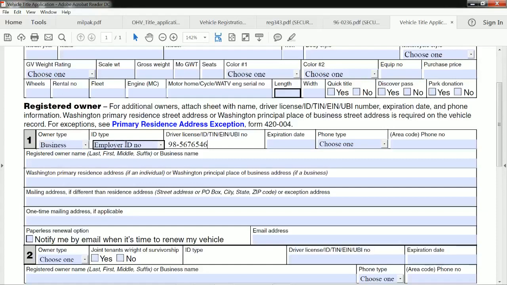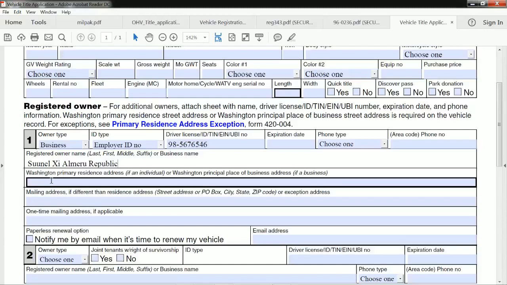See, business, employer identification number. This is the number we'll go here. Expiration date, phone number, etc., etc. Registered owner name or business name. You get the drift? So who's the registered owner? Owner is the trust. Or if you have a tribe and you're building an umbrella, all the property of your tribal members should be gifted over to the tribe. Okay.